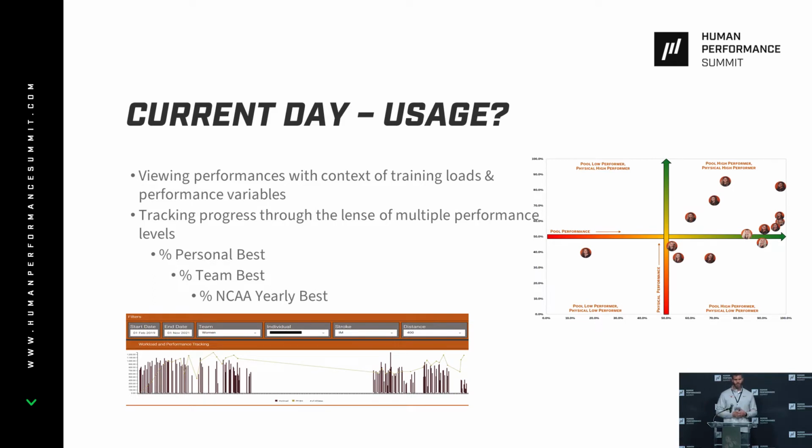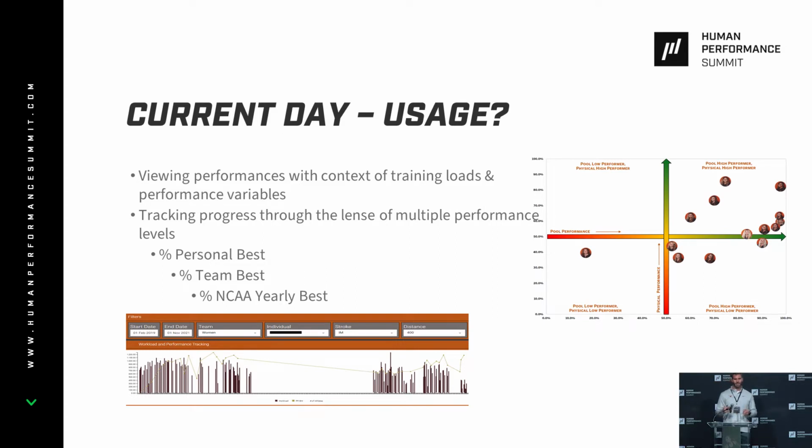So what are we able to do with that information? The quadrant graph that you see there was one of the key pieces. We take all of our athletes' all-time results while they're with us, and even back into high school, we've been able to scrape and say, okay, we're going to rank your performances as a percentage of your personal best, percentage of the best on our team, and percentage of the best in the NCAA that year. So we have several different layers of ability level.